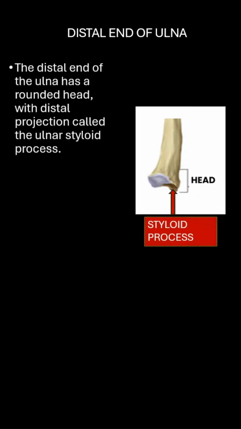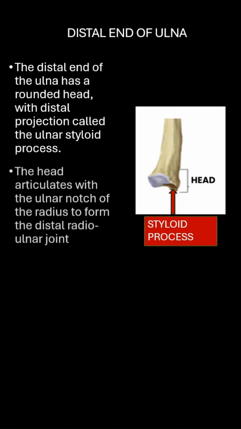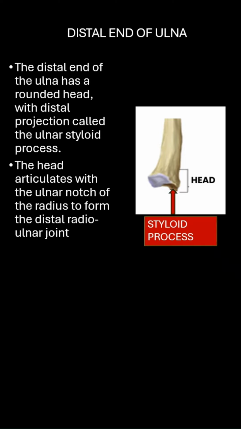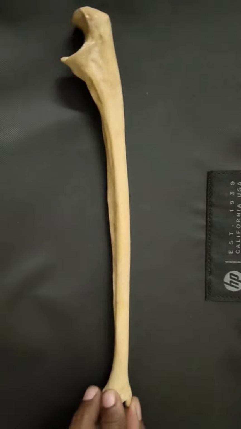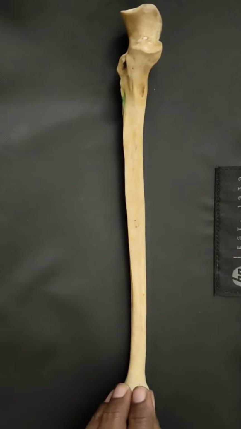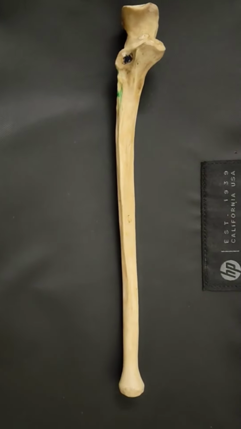The distal end of the ulna has a rounded head, with a distal projection called the ulnar styloid process. The head articulates with the ulnar notch of the radius to form the distal radioulnar joint. Shaft of the ulna has three borders. They are the lateral or interosseous border, anterior border and posterior border.